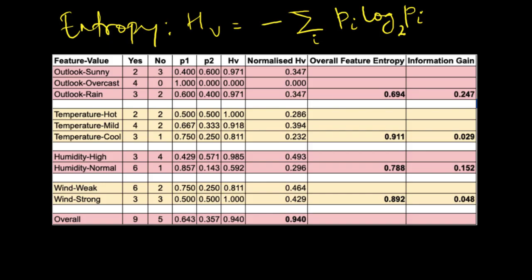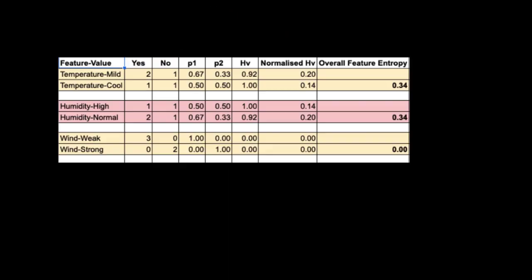And now we carry out the same analysis as what we did earlier. So now this table represents the subset of your initial data set for which the attribute value of outlook is rain. And then we do the same process. We find the entropy, normalized entropy, overall feature entropy, and then we select the one which has the minimum entropy or the maximum information gain. And if you do that, you find that if your outlook is rain, then the next node has to be wind.